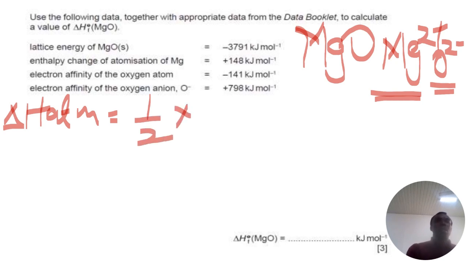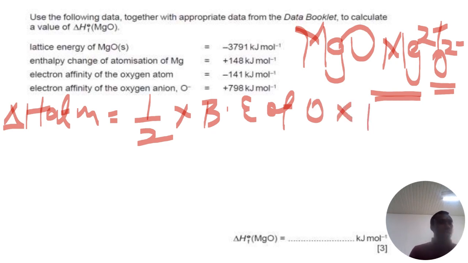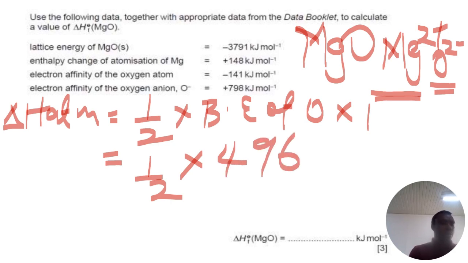So the enthalpy change of atomization will be equal to half times the bond energy of oxygen, multiplied by 1, since we have 1 mole, or we'll just leave it that way. So we'll go to our data booklet to get the bond energy for oxygen, so we can get the enthalpy change of atomization for oxygen. So from our data booklet, the bond energy for oxygen is 496. So it will now be equal to 1 over 2 times 496. If you divide by 2, you have what?